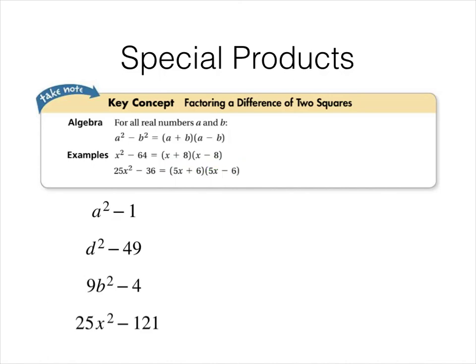Okay, the difference of squares pattern when we multiplied it out is pretty easy. I think it's even easier to factor than it is to multiply it out. How about a squared minus 1? Factor: square root of a squared, a. Square root of 1, 1. One sum, one difference. So go ahead and pause it and try them, and I'm going to pause it and write it out. All right, coming right up.